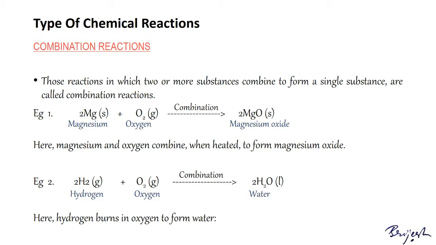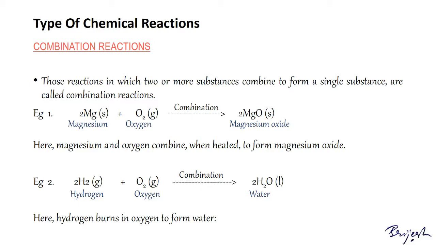First, combination reactions. Those reactions in which two or more substances combine to form a single substance are called combination reactions. Example: magnesium and oxygen combine when heated to form magnesium oxide. So in this reaction, two elements, magnesium and oxygen, are combining to form a single compound, that is magnesium oxide. So this is a combination reaction.